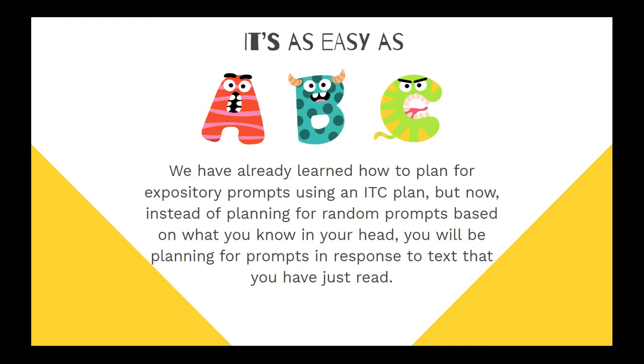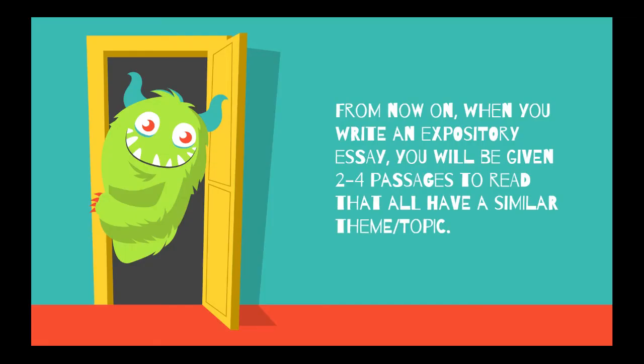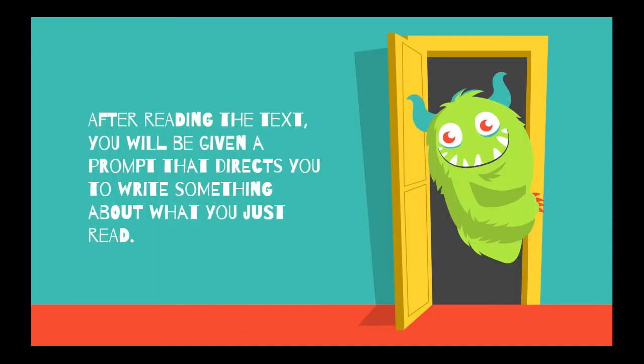based on what we know in our head, we're going to be planning for prompts in response to texts that we've just read. So from now on, when you write an expository essay, you will be given 2, 3, or 4 passages to read first that all have a similar theme or a topic. After you read those passages, you'll be given a prompt that directs you to write something about what you just read.